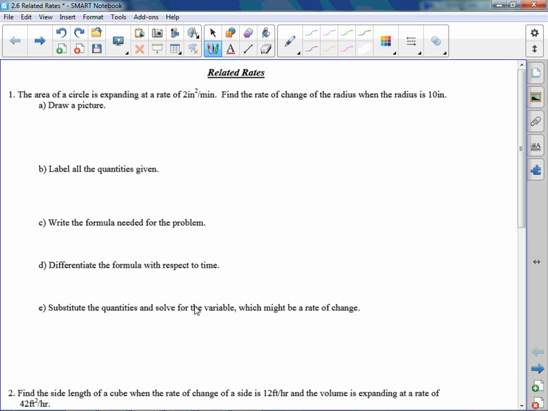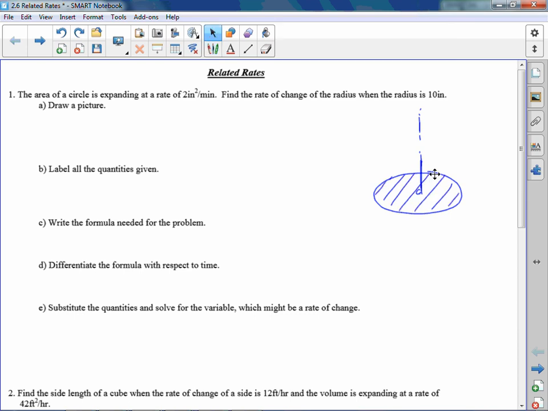Maybe you have a puddle on the ground. Maybe something is dripping into it. And the area of this puddle is expanding or changing at a different rate than what the radius is expanding at.